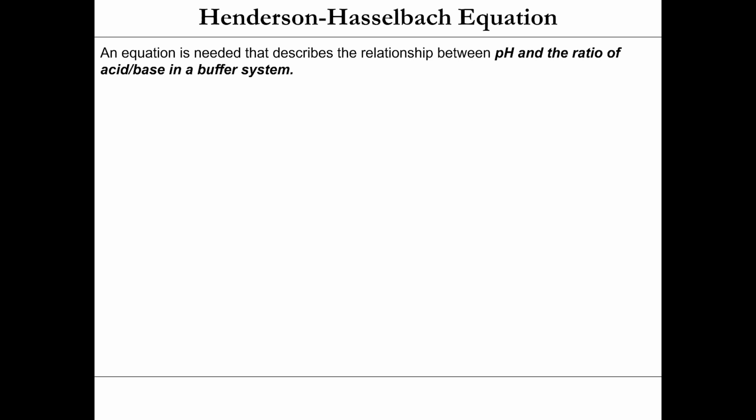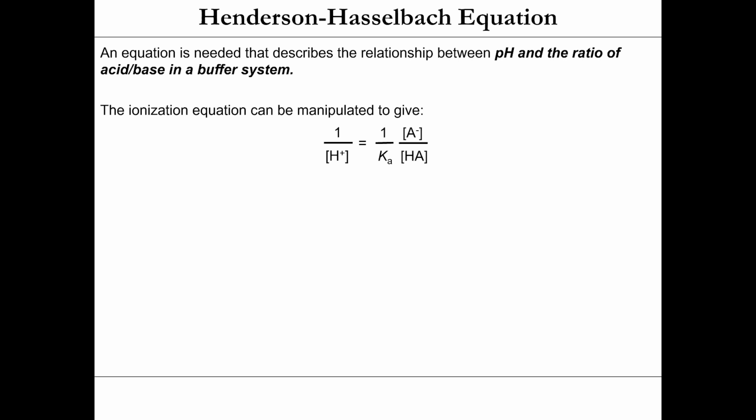But we need an equation that will allow us to describe the relationship between the pH and the ratio of the acid and conjugate base in a system. And this is especially important for buffers. That ratio of acid to base describes how readily that weak acid is going to dissociate or ionize. So our ionization equation can be manipulated to give 1 over the proton concentration equals 1 over that dissociation constant, Ka, multiplied by the conjugate base concentration over the acid concentration.